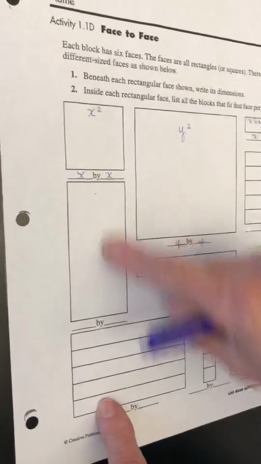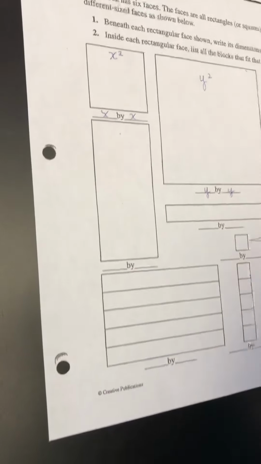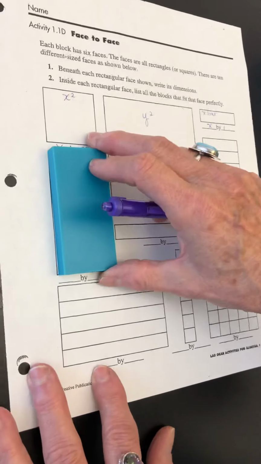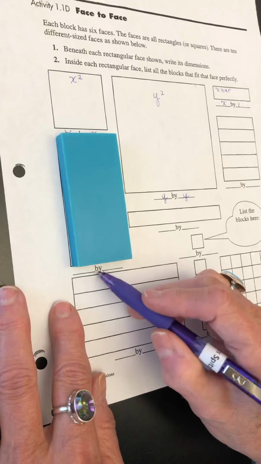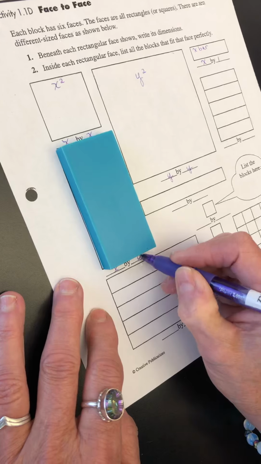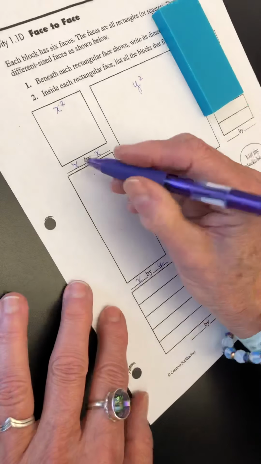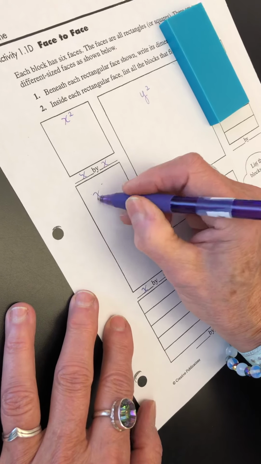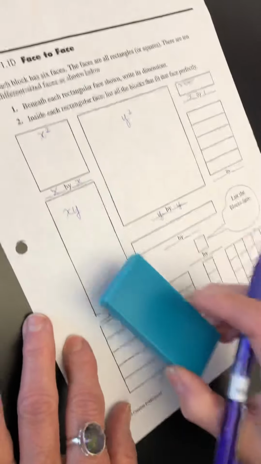And then let's go down to this one here. All right, so this piece would fit in there, right? So what are its dimensions? An x and a y. So x by y, or x times y. And this is the xy that will fit in there. And there are a few others that will fit that you can find to list there.